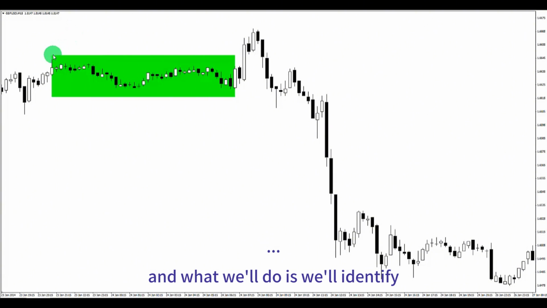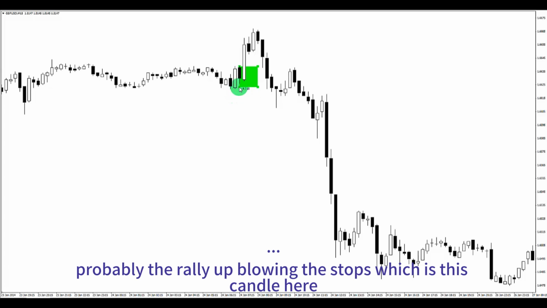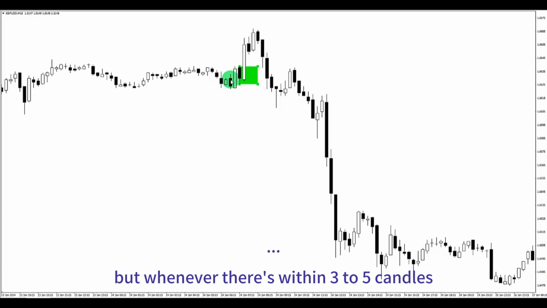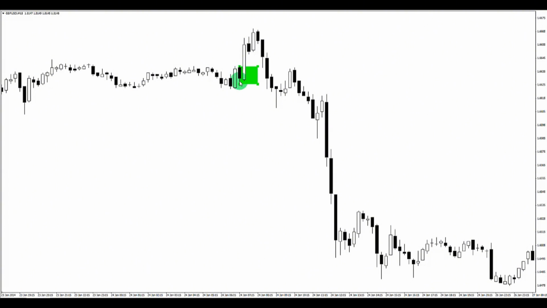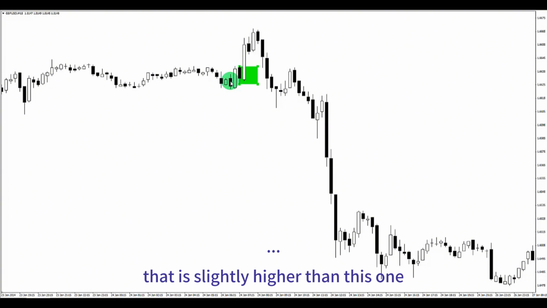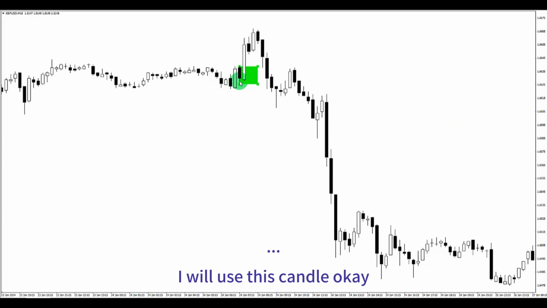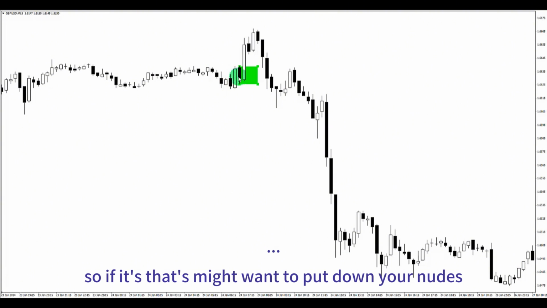And what we'll do is identify the bearish candle prior to the rally up, blowing the stops, which is this candle here. Now, this one here can be used, yes, but whenever there's within 3 to 5 candles another bearish order block that is slightly higher than this one, but worked within the same range, like you see here, this candle's low was inside this candle here, I will use this candle. And this goes with bullish and bearish order blocks as a return for reaccumulation of longs too. You might want to put that in your notes.